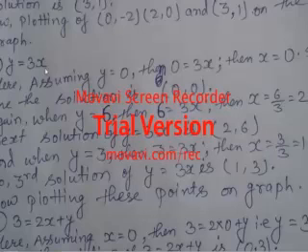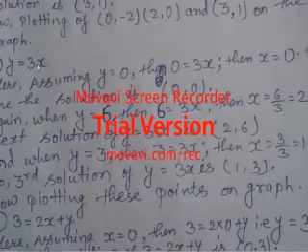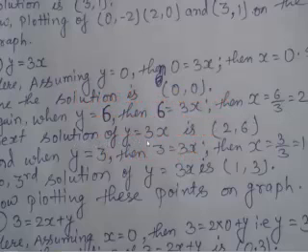Now let me see another solution. I kept y is equal to 6. Why? Because we just have to keep the value of y such that it is a multiple of 3, so that we get the value of x as an integer. I assumed y as 6, because 6 is divisible by 3. Then x will become 6 by 3, that is 2. So the next solution of y is equal to 3x is 2 comma 6.